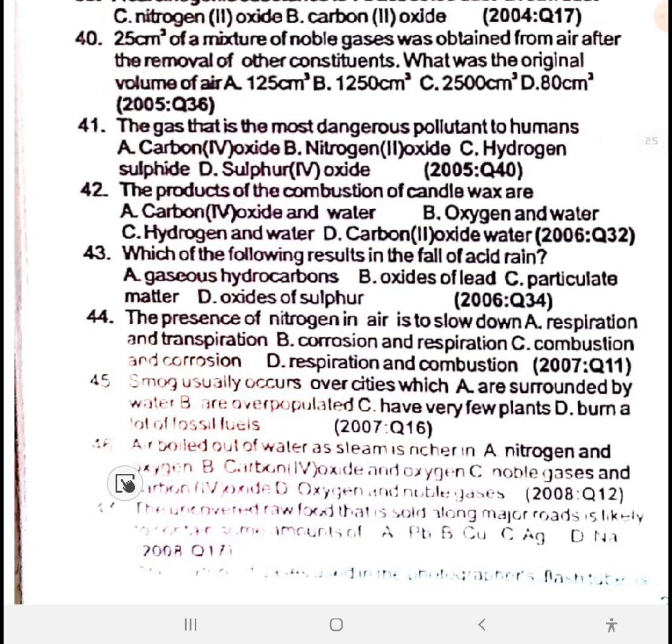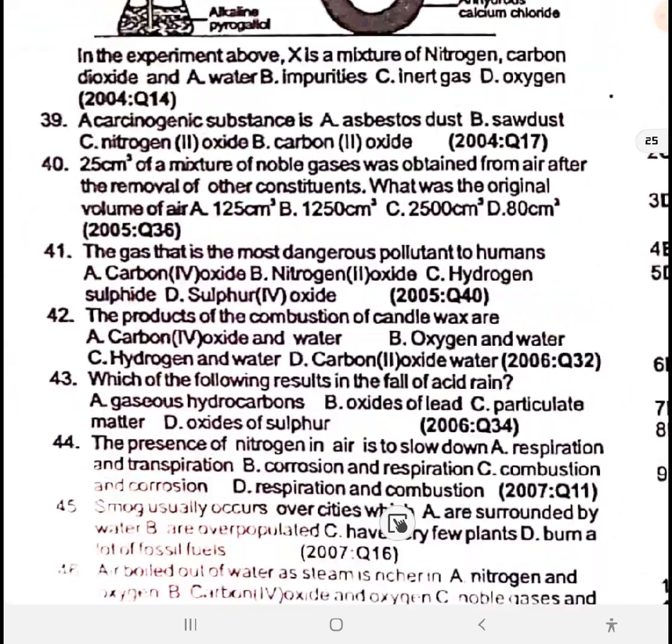46 is actually not clear, but let me see. The air that is boiled out of water as steam is richer in carbon dioxide and oxygen. Option B. Number 47, the uncovered raw food that is sold along major roads has a lot of lead. Option A. Keep that in mind.